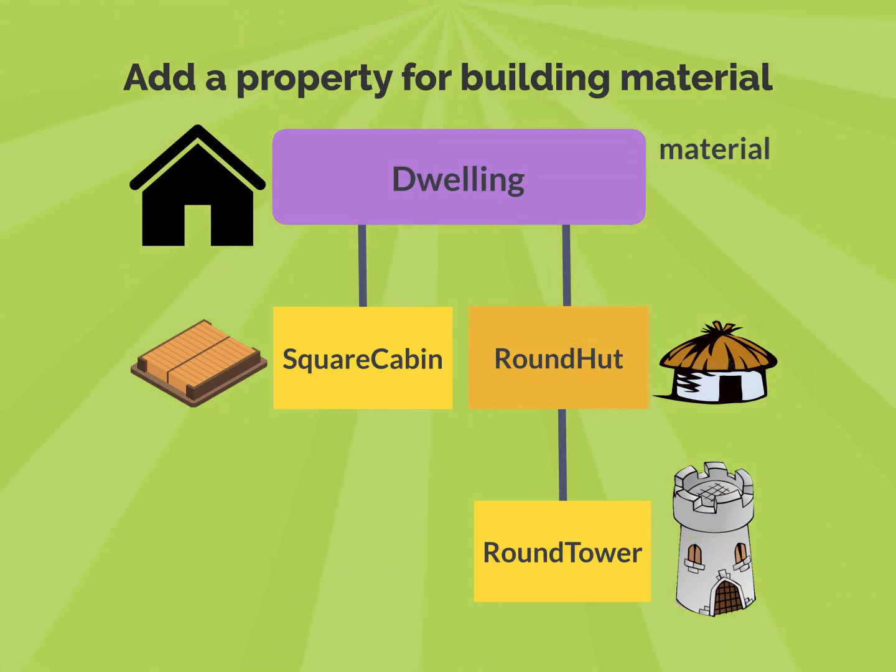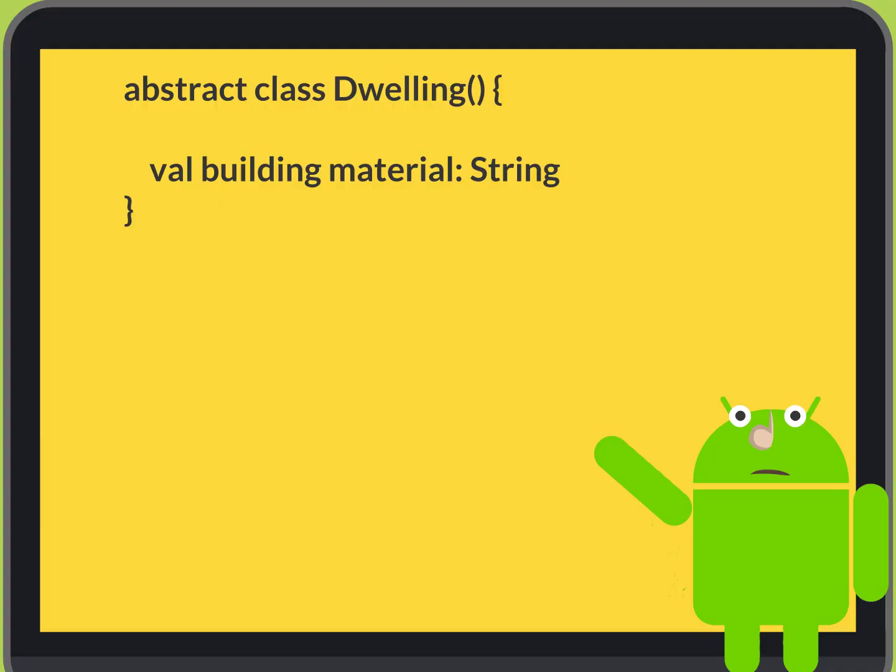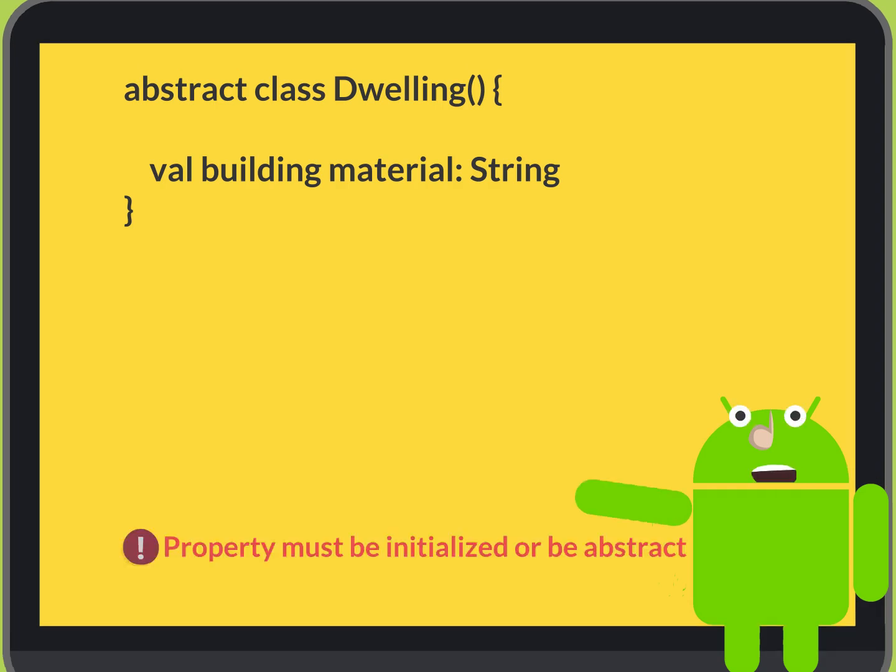Add a property for building material. 1. In dwelling, create a building material variable of type string to represent the building material. Since the building material doesn't change, you can use val to make it an immutable variable. Running the program, the system displays an error message.